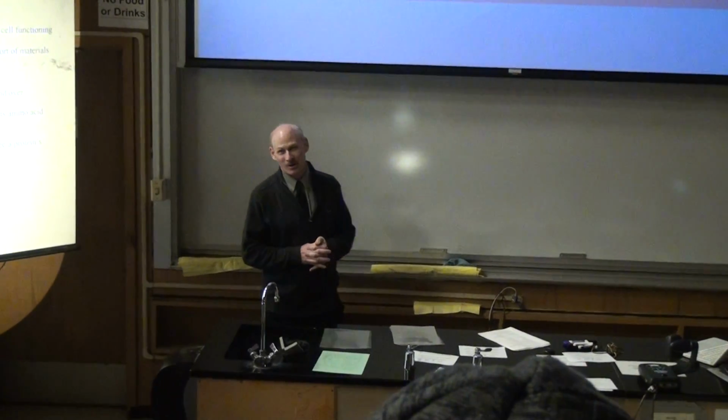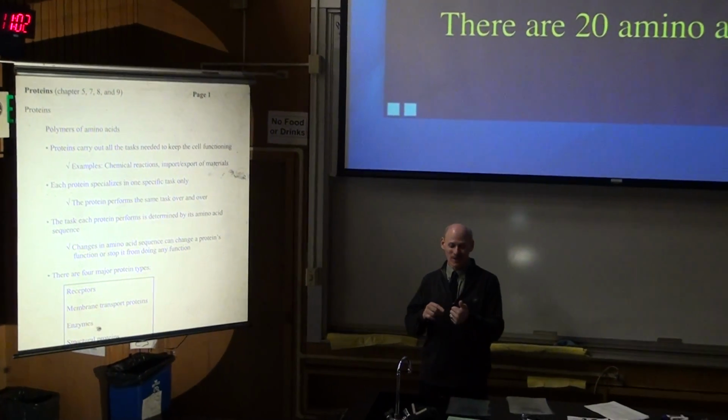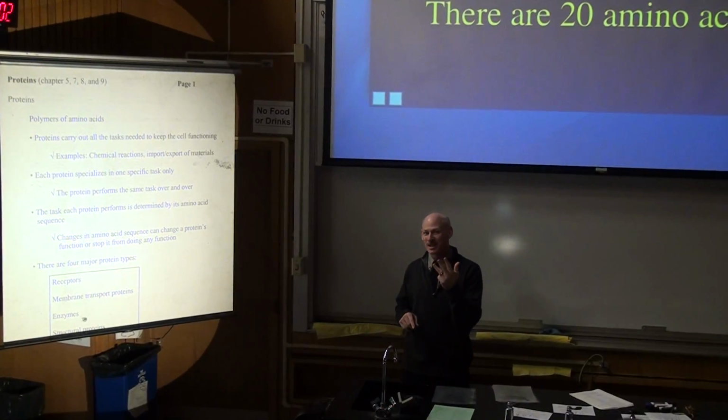Let's do a little bit of a recap here. Other than water molecules, the major molecules of living things are the macromolecules, really huge organic molecules. And there are four major types: proteins, carbohydrates, lipids, and nucleic acids.